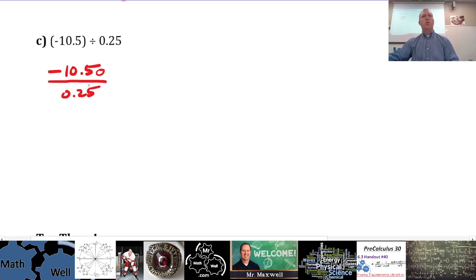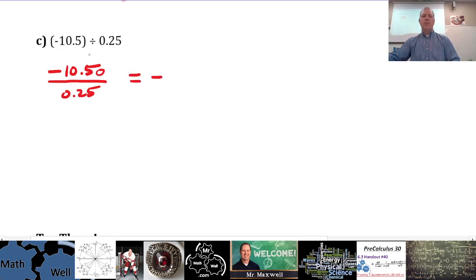So we have 4 quarters per dollar, so that's going to be 4 times 10, which is 40. And then how many quarters make up 50 cents? 2. So it looks like it could be 42, right? You think that through in your head. And the answer is, of course, going to be negative because we have opposite signs.